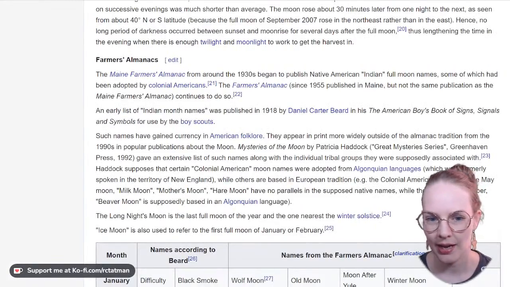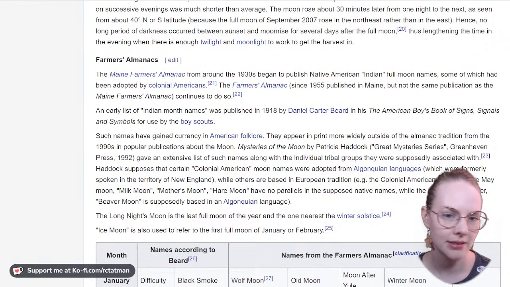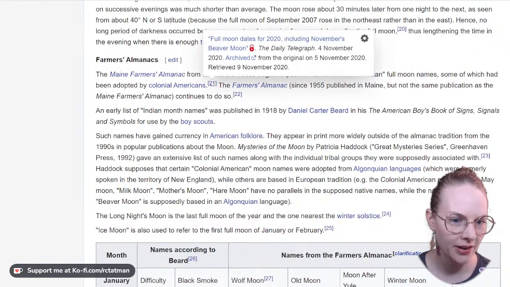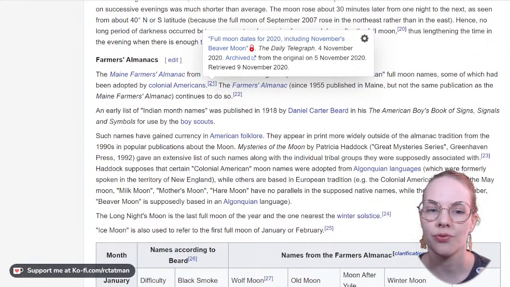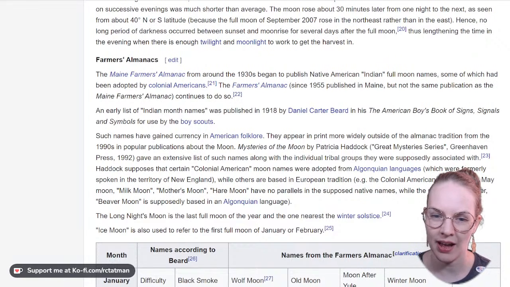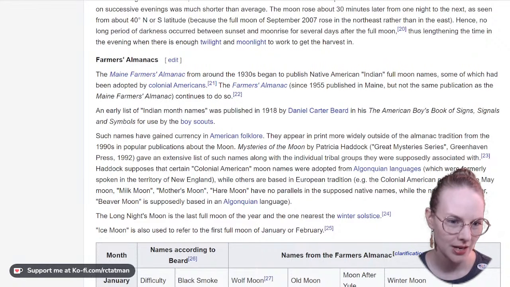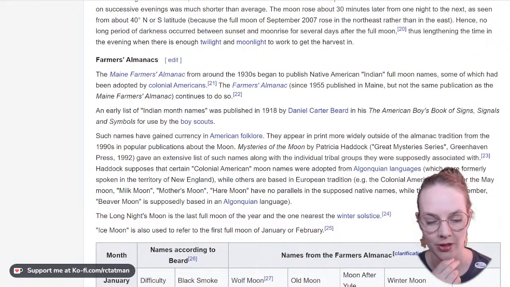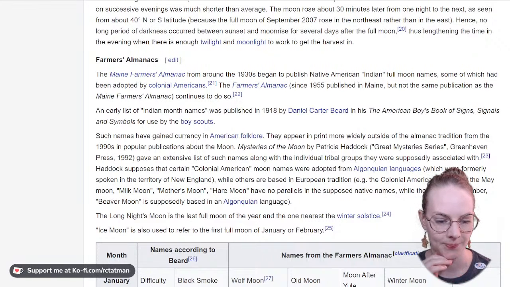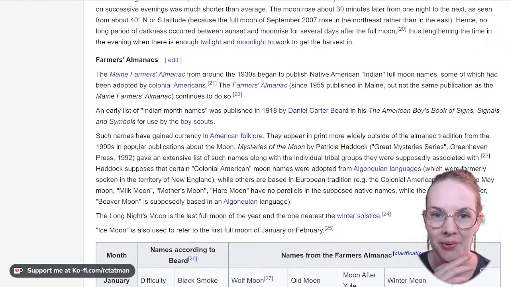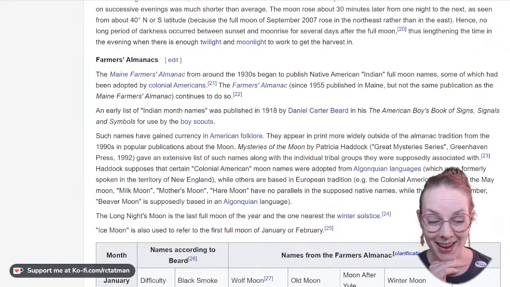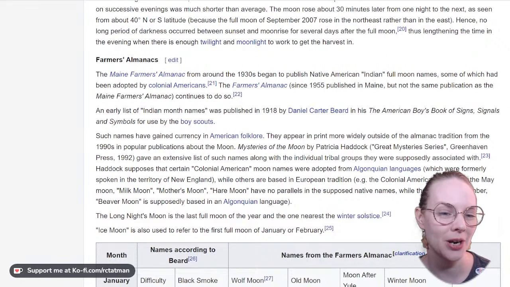Some of the names have been adopted by colonial Americans, and that citation is the Daily Telegraph. The Farmer's Almanac, since 1955, published in Maine, but not the same publication as the Maine Farmer's Almanac, continues to do so. An early list of Indian month names, quote unquote, and I'm assuming they're not going to have a closer, more accurate attribution, like language, tribe, peoples to whom those names are attributed.